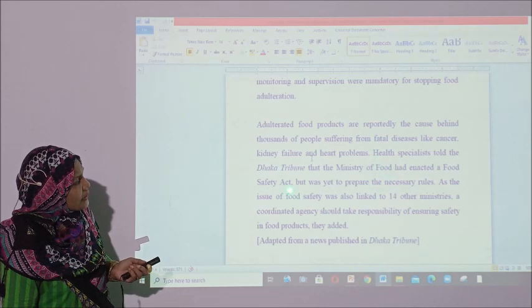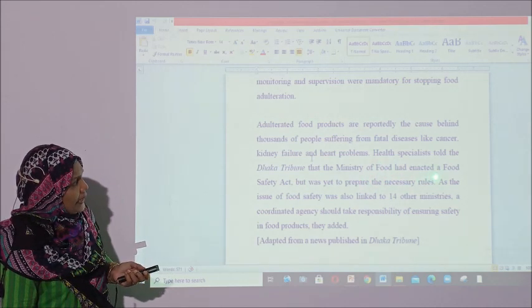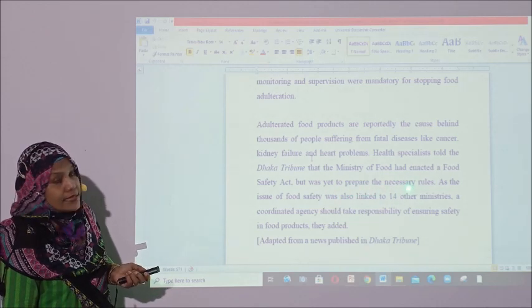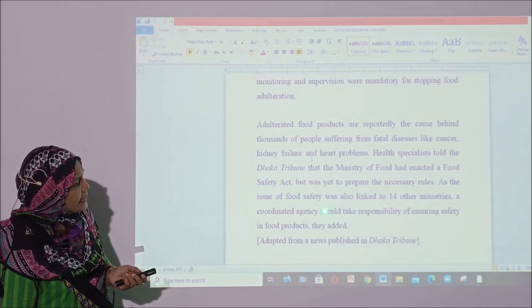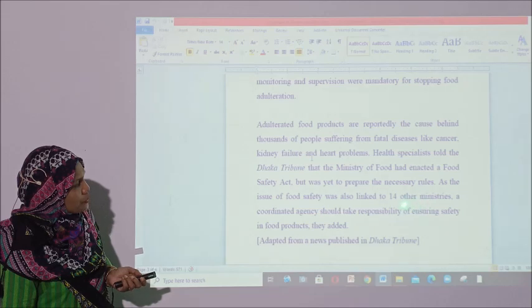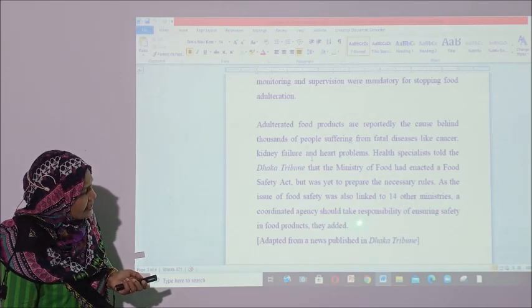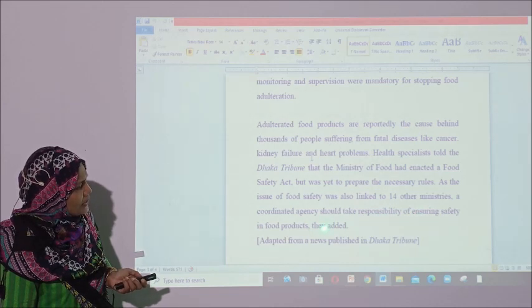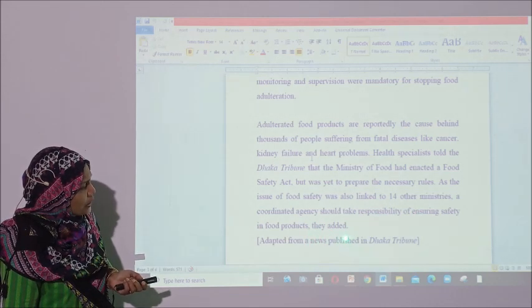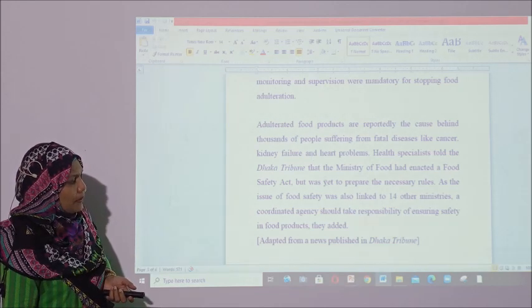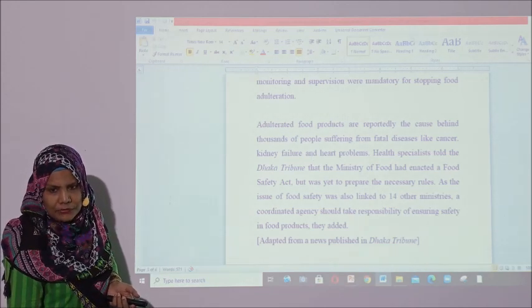Health specialists told the Dhaka Tribune that the Ministry of Food had enacted a Food Safety Act but was yet to prepare the necessary rules. As the issue of food safety was also linked to 14 other ministries, a coordinated agency should take responsibility of ensuring safety in food products, they added. So this is adapted from a news published in Dhaka Tribune.